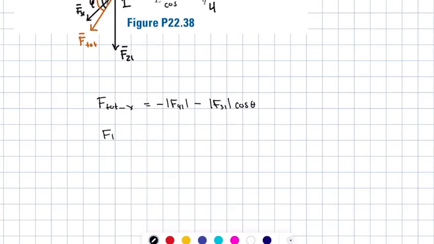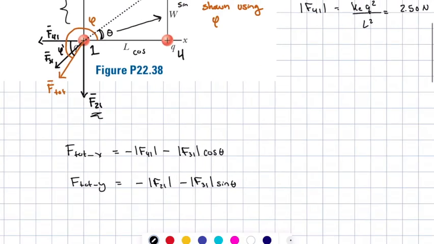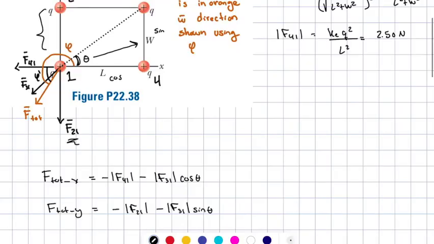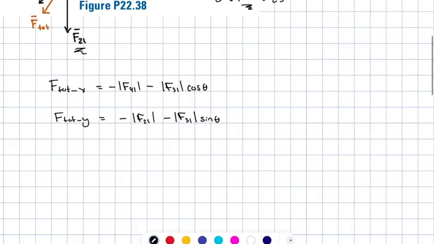Now in F total y direction, so in the y direction, we are going to have negative F21, so that's pointing down here, negative F31 sine of theta. Now what is theta? Well, if I just look here, we know that theta is equal to tan minus 1 W over L. The reason why I use the tangent is because we're explicitly given L and we're given W, and I don't really want to do any extra steps. I plug that in, that is about 14 degrees.